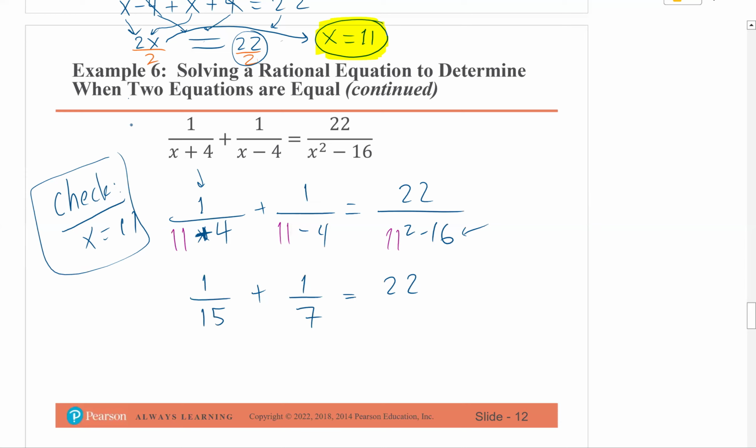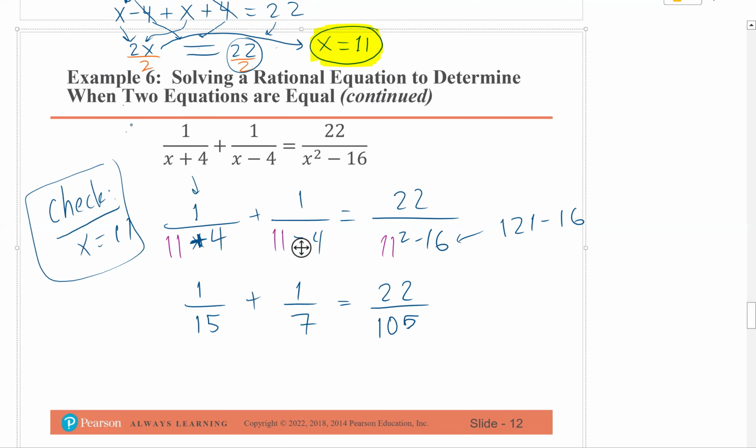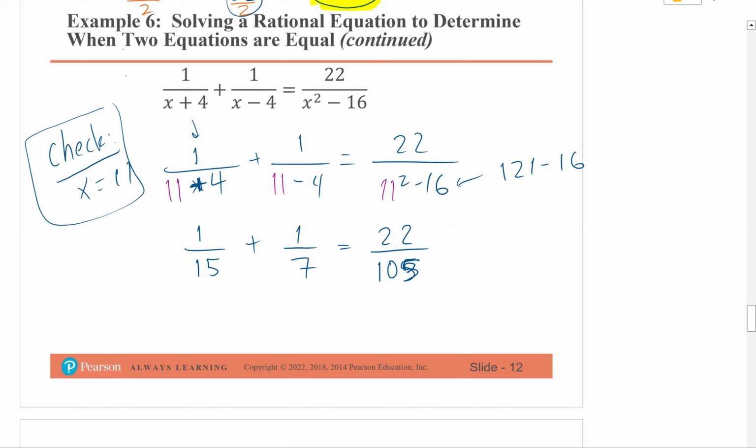11 times 11 is 121. Take away 16 is, ew, what is that? 105? Wait, is that true? I think so. Sure, whatever. Ugh, that's not pretty. I want to see if that's true.